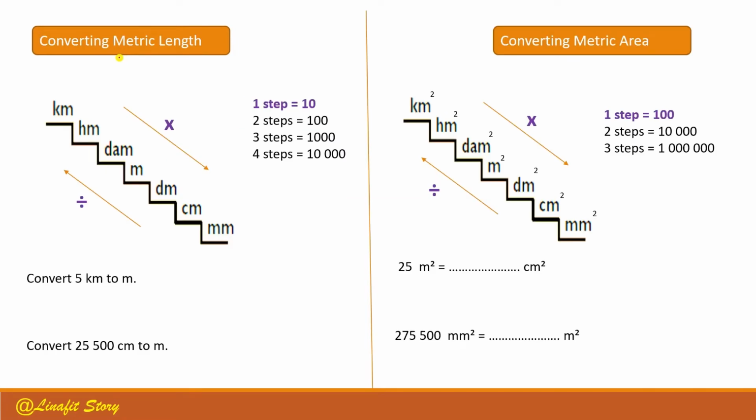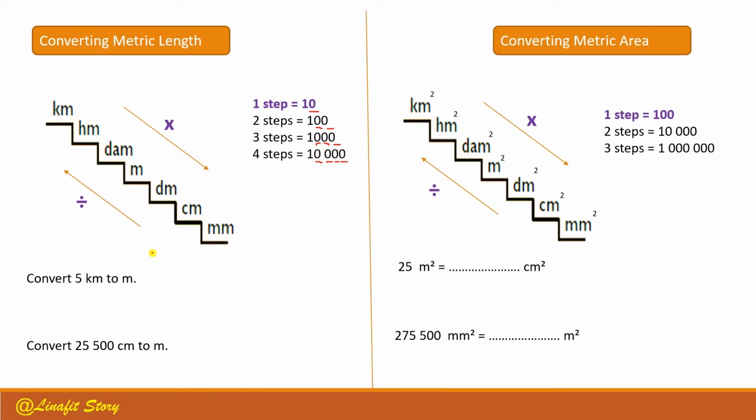Converting metric length. So this is kilometer, hectometer, decameter, meter, decimeter, centimeter, and millimeter. For every step down the staircase, we multiply, and for every step up the staircase, we divide. So if we move one step, we multiply or divide by 10. Two steps by 100, 3 steps by 1000, 4 steps by 10,000.